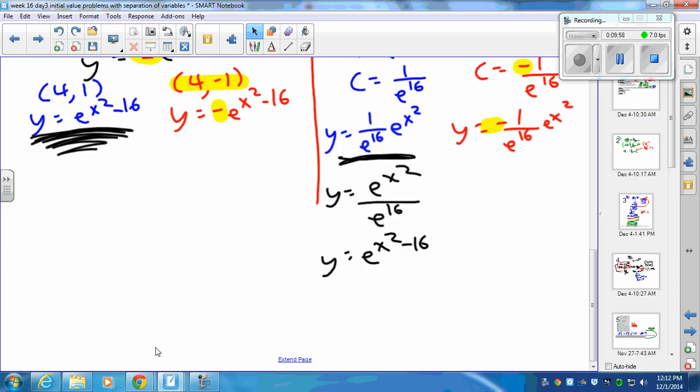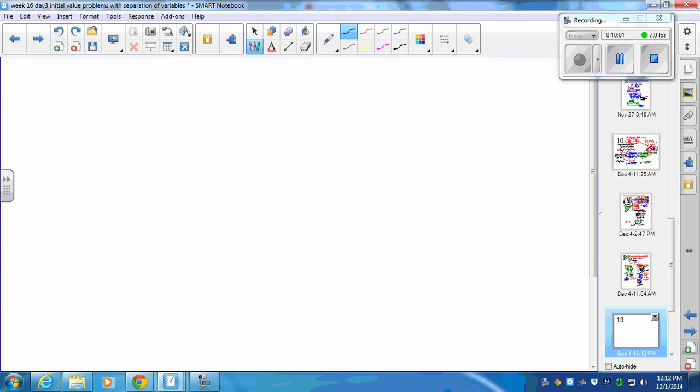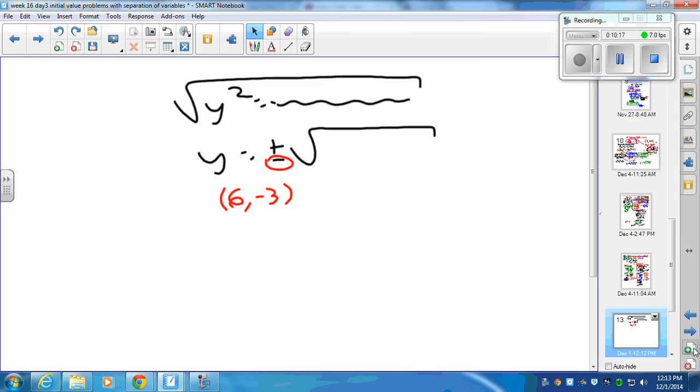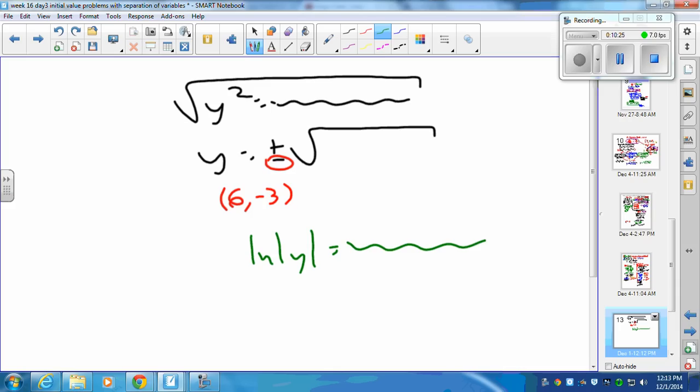So just be careful. In summary, the guys that you're going to need to be careful on is if you ever have a y squared equals something, when you square root it, y could be plus or minus something, and it depends on your guy. If it's a 6 comma negative 3, you're going to want that version. Or be careful if you have ln of y equals something. When you e both sides, technically it should be a plus or minus e to stuff. And if you have something like the 6 comma negative 3, that's going to pop out.